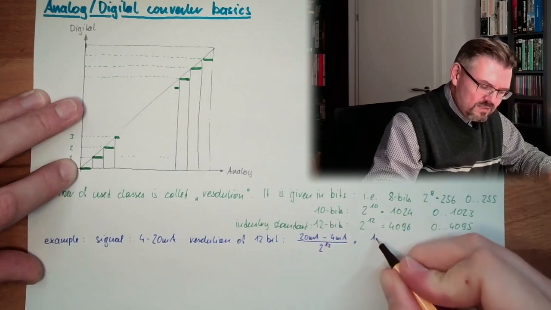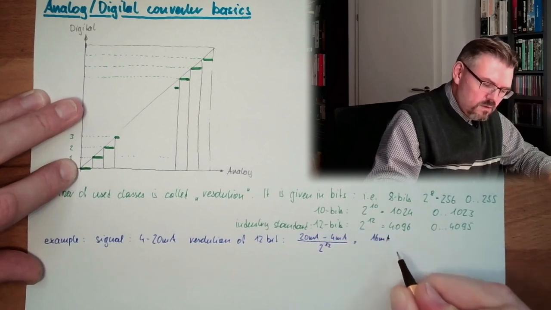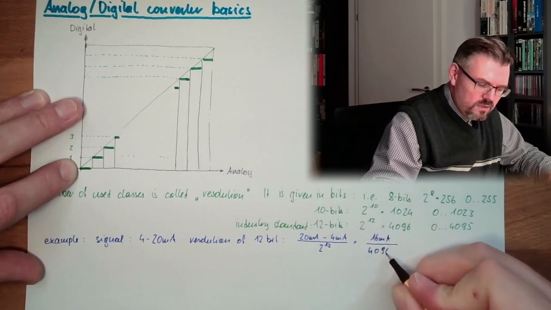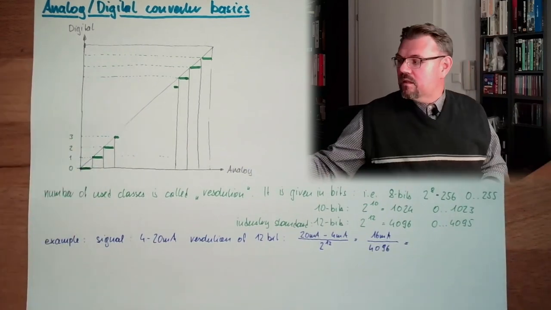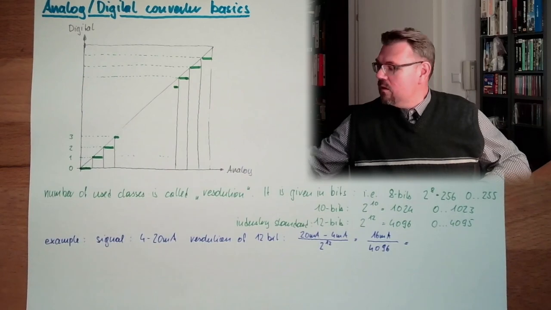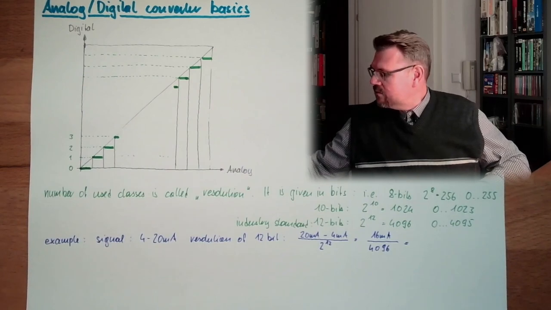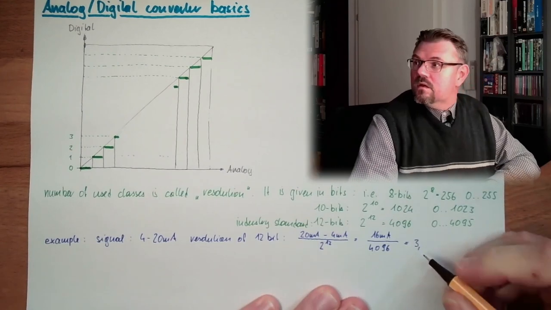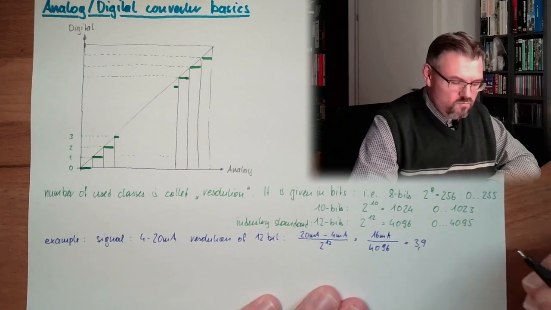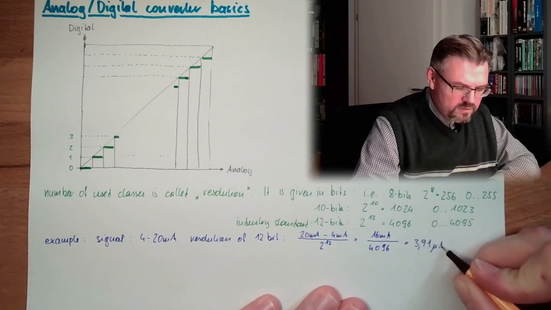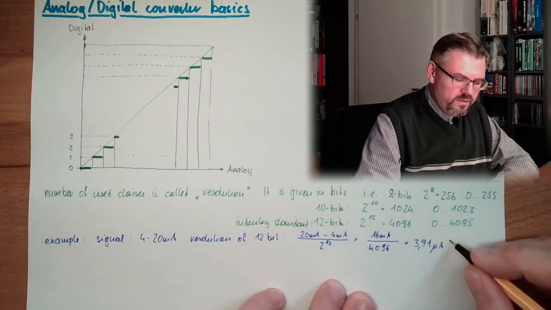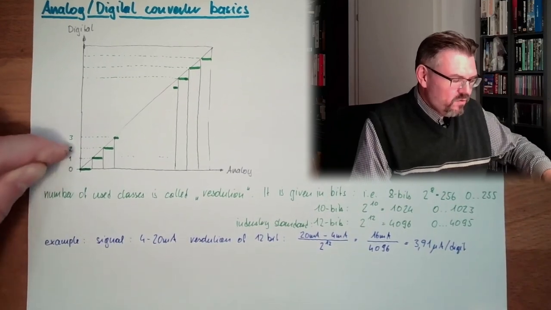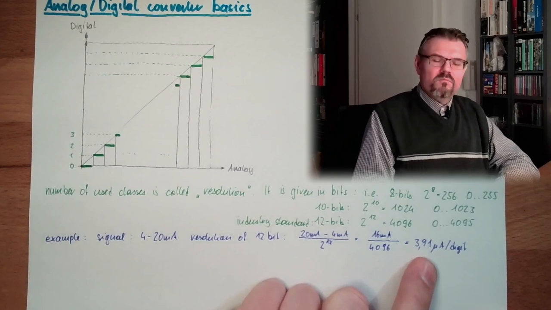So this is 16 milliamps divided by 4096. And now we use the calculator here. 16 divided by 4096. Okay, so this is 3.91 microamps by digit. One digit difference, one value difference is 3.91 microamps.